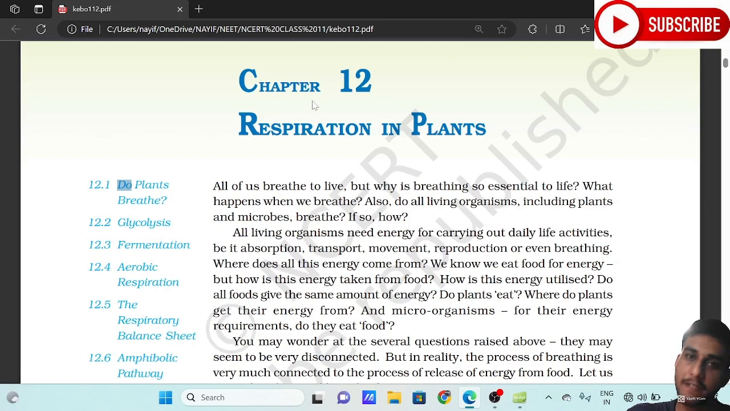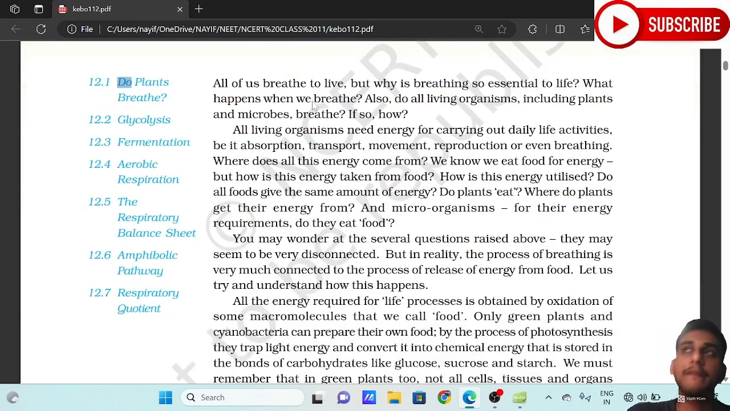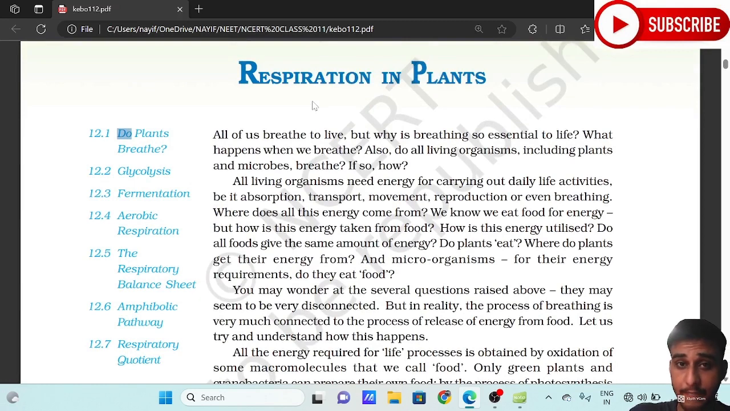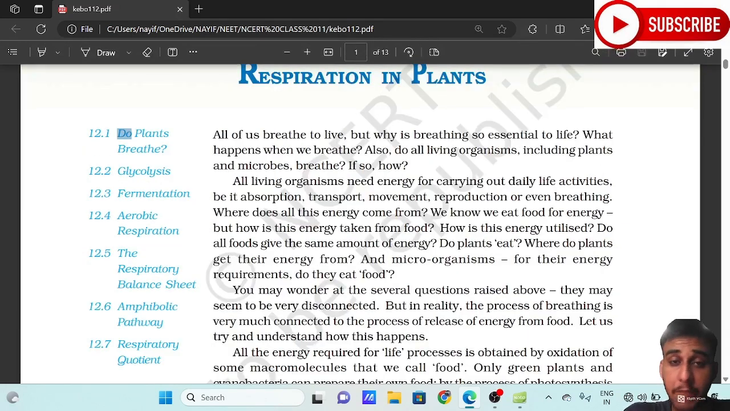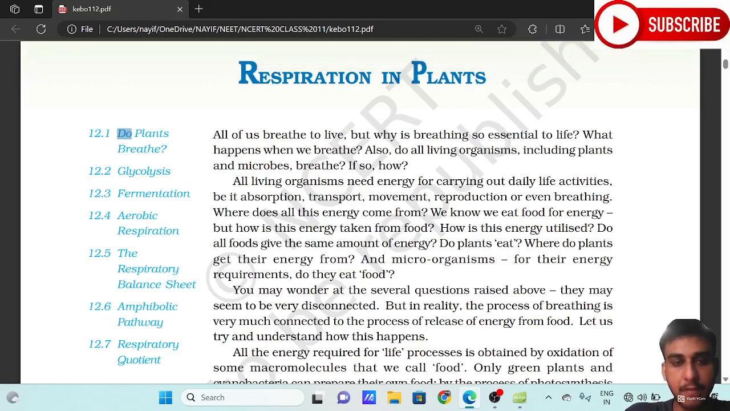What is actually respiration? In our case, human beings, normal respiration, we are not talking about cellular respiration. Normal respiration means intake of oxygen and release of carbon dioxide. But in the case of plants, they also respire. They also release carbon dioxide. This is the respiration in plants, so we will be studying the exact mechanism. So plants also respire. They also release carbon dioxide. Okay, so the first process is glycolysis.